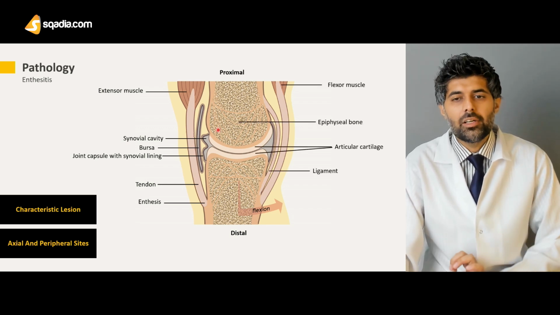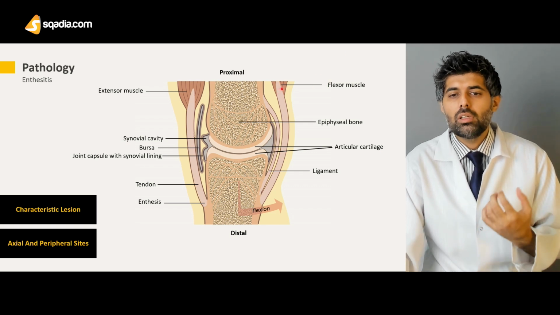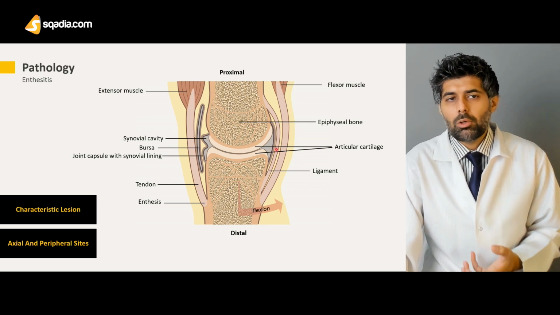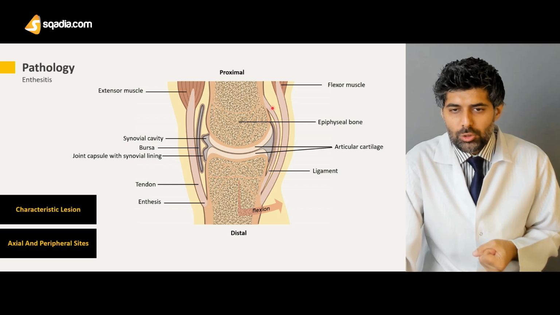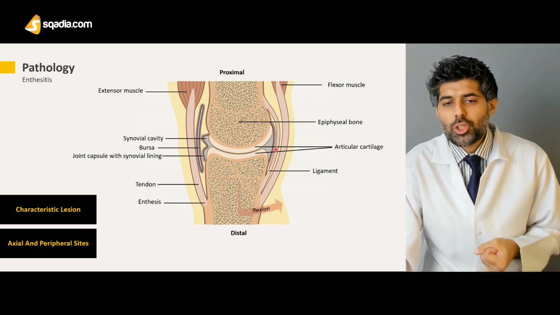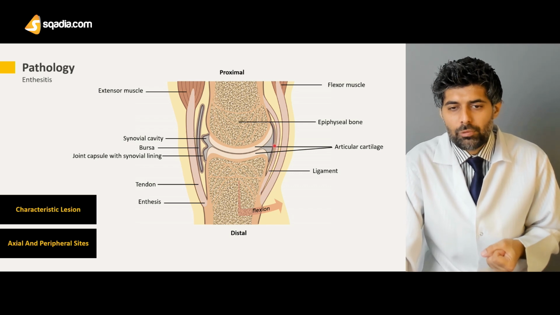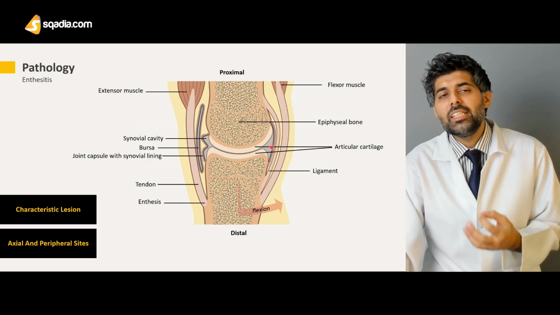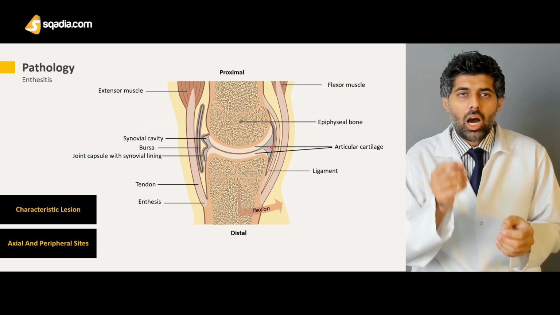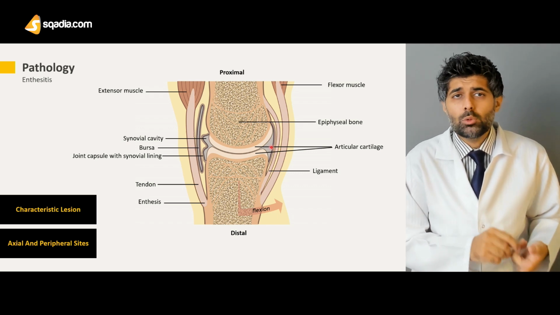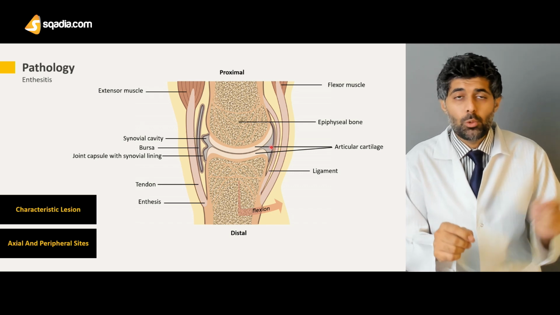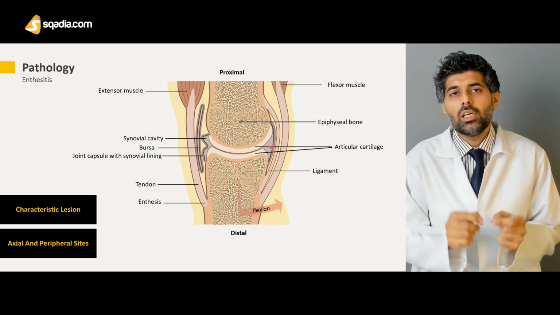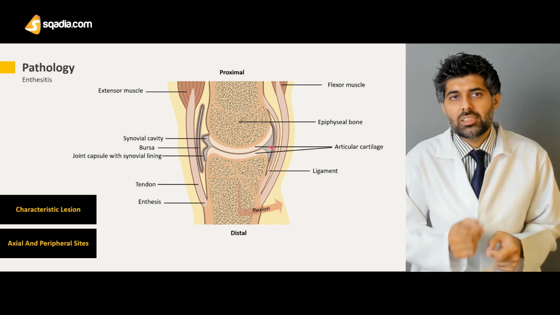Now on the opposite side, we have both the flexor muscle, the long flexor tendon, the epiphyseal bone, and the articular cartilage. We can also see that there is a ligament which covers the anterior side of this capsular area of the synovial joint. Entheses are the points where either a tendon, ligament, or the capsule of the synovial joint connects with the bone. So its inflammation, or the inflammation of the surrounding connective tissue, is termed enthesitis.